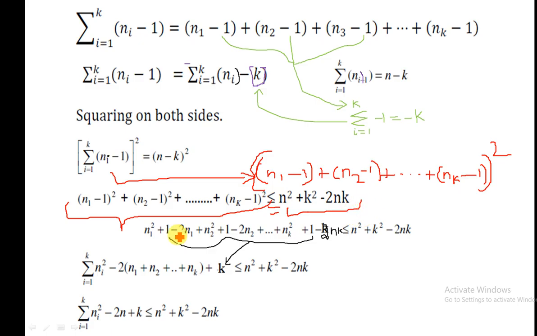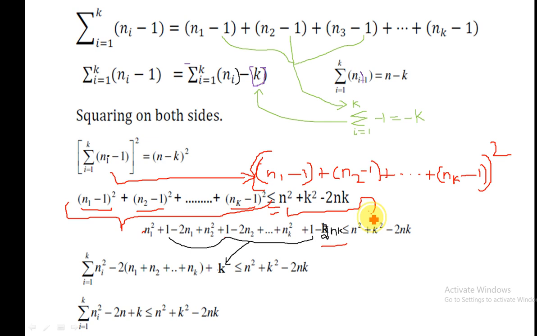After that easily we can write. It is the simple formula (A minus B) whole square: A square plus B square minus 2AB. And (A minus B) whole square: A square plus B square minus 2AB, and so on, (N_k minus 1) whole square: N_k square plus 1 minus 2N_k. That's all. Then listen to the next step.